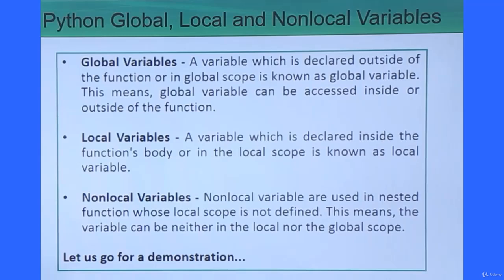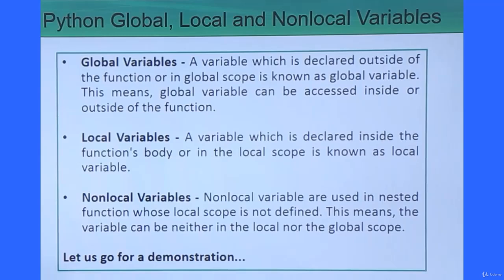What about non-local variables? Non-local variables are used in nested functions whose local scope is not defined. So that means within the nested function we are using one variable which is not locally defined within the function itself. This means that the variable can be neither in the local nor in the global scope. So those variables will be known as non-local variables.